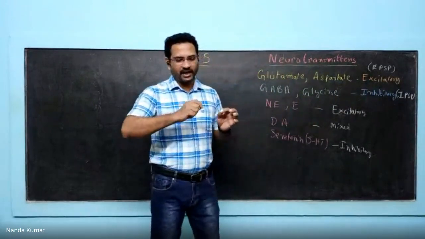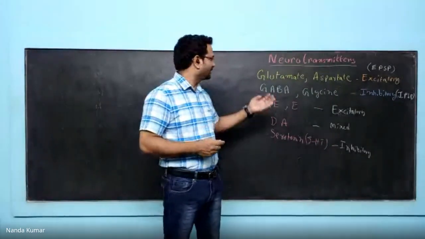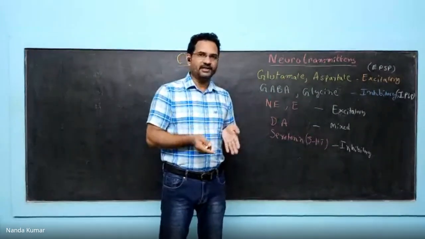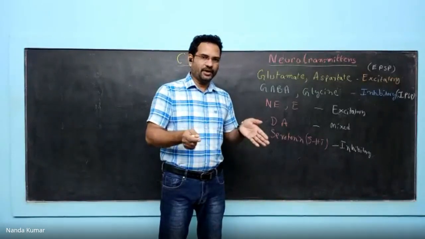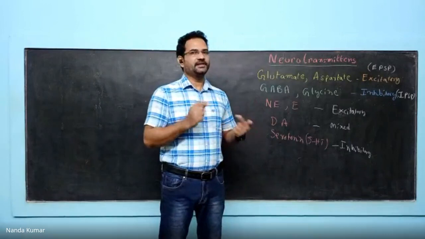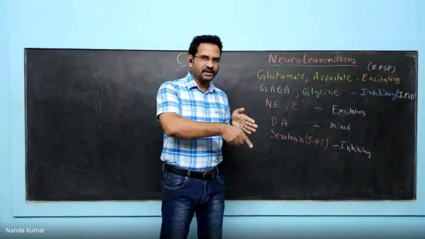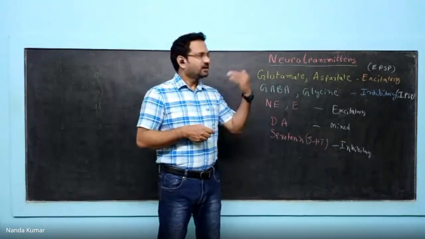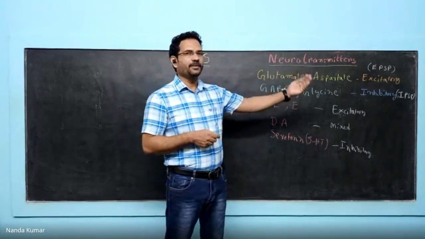Inhibitory means when they are released, they will increase the negative charge. For example, GABA acts on a chloride channel. When it opens the chloride channel, chloride gets into the neuronal cell. What is the charge inside? Minus 70. If negative chlorides are getting inside, the minus charge increases, and that is what is inhibitory postsynaptic potential.